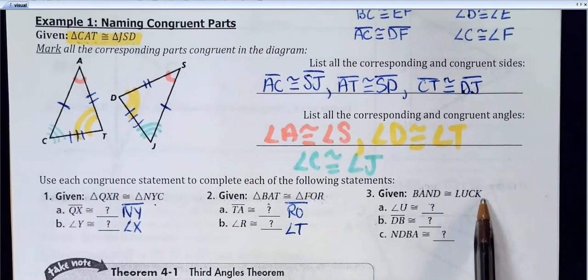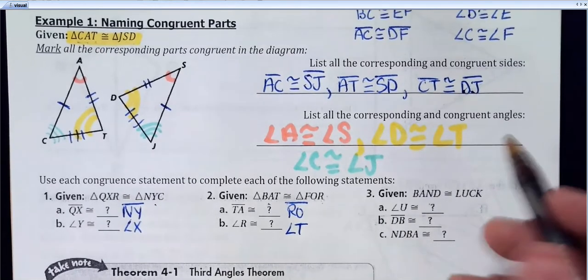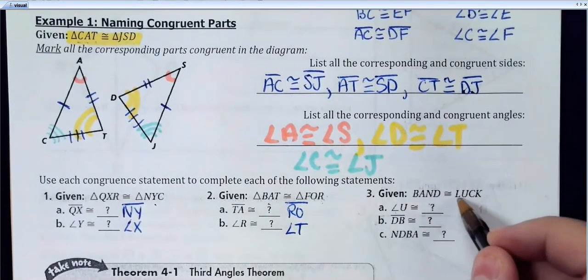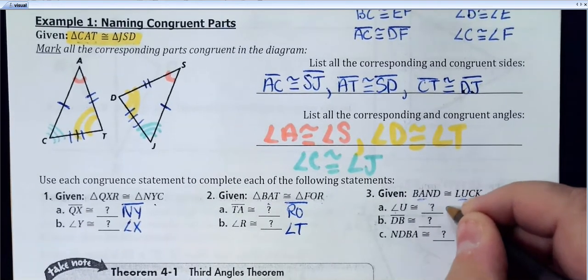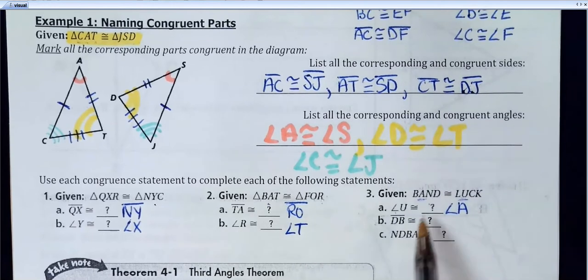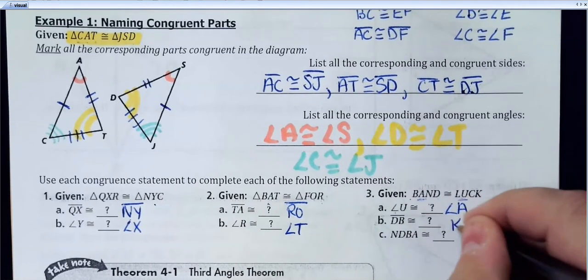Those would represent a quadrilateral. So if I've got three letters, I've got a triangle. If I've got four, it's got to be a four-sided figure, but everything else works the same. So angle U, that's the second letter here. So I just need to grab the second letter from the BAND. So it's going to be angle A. DB, that's the last letter and the first letter. So if I want to do this congruent segment, it's the last letter and the first letter. So this would be KL.